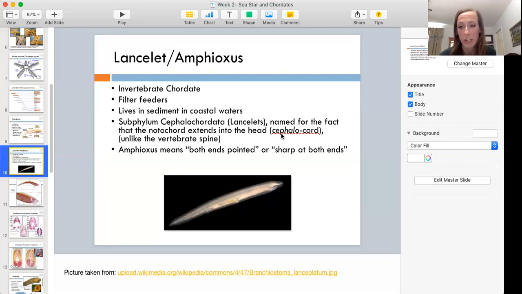So that's my second question for attendance this week. Why is the lancelet, or the amphioxus, same thing, why is lancelet called a cephalochordata?